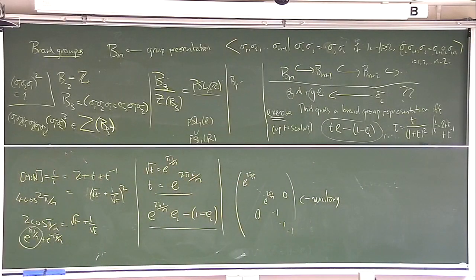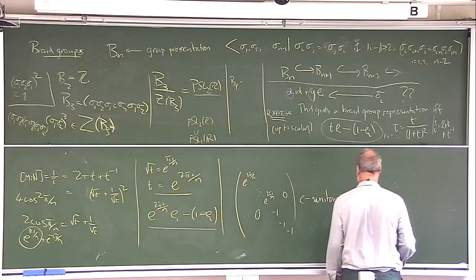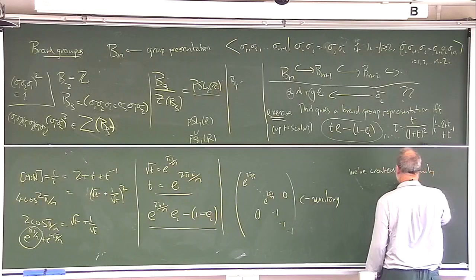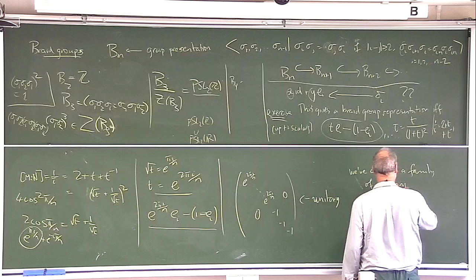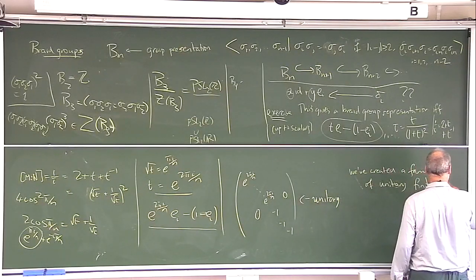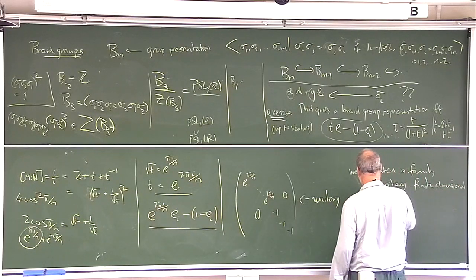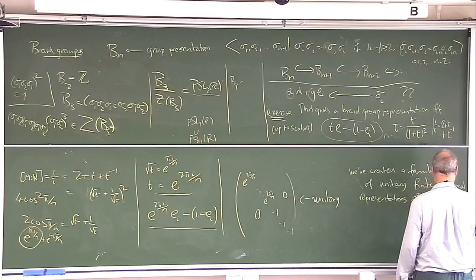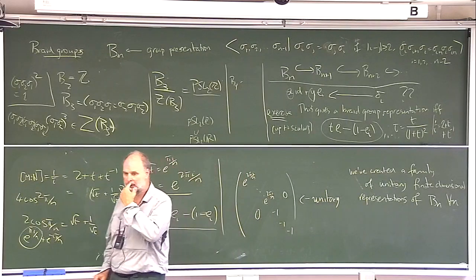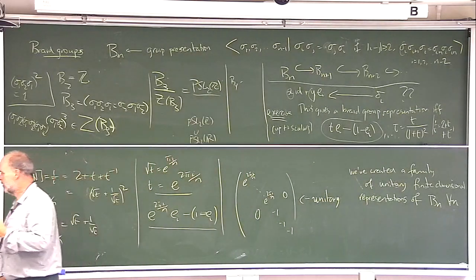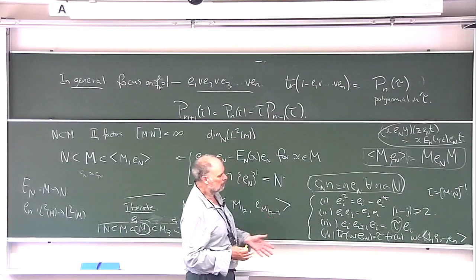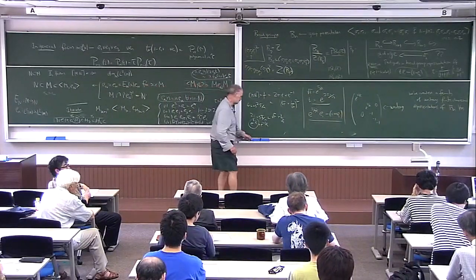So for what it's worth, what we have created here is a family of unitary finite dimensional representations of the Braid group. Why do I say finite dimensional? Finite dimensional because, I guess we've never really done this, but maybe now is the time to do this while we're still at this level. We've still got these relations fresh in our mind, let's check.